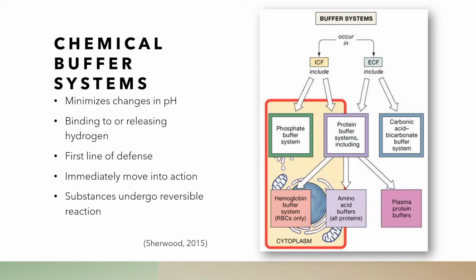There are four buffer systems we will discuss a little more in depth. These include the carbonic acid bicarbonate buffer system we have mentioned, the protein buffer system, the hemoglobin buffer system, and the phosphate buffer system. Let's take a closer look at the carbonic acid bicarbonate buffer system.